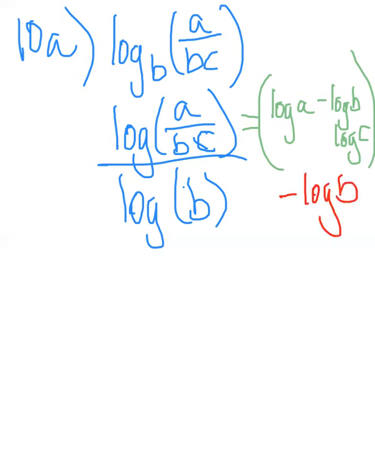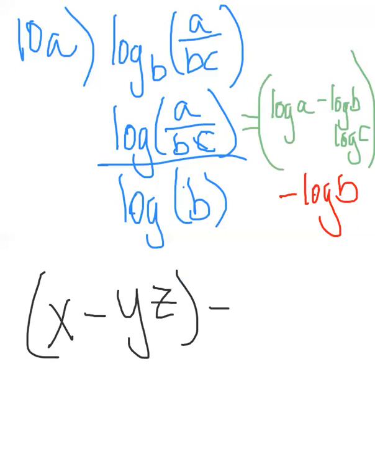So my final answer, log of A is represented by X. So I have X minus YZ, and that quantity is minus Y. I don't think IB would take off for you removing the quantity parentheses, but just to be safe, I would leave it there. It can't be simplified beyond that, and I think it's safer to leave the parentheses rather than to delete them.